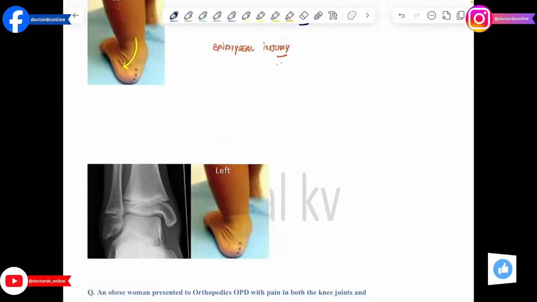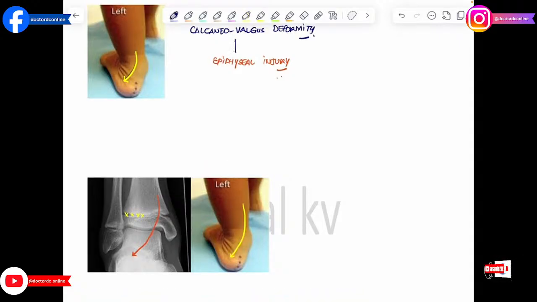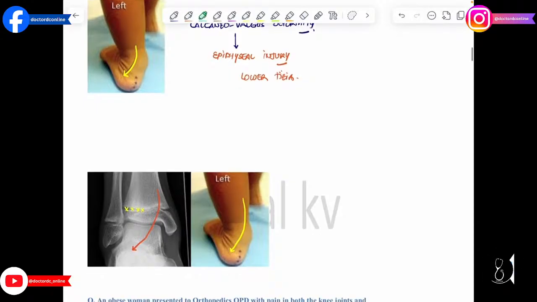So what might have happened is that the lateral part of the lower tibial epiphysis must have been injured, whereas the medial part will continue to grow normally. So what will happen? Progressively there will be a calcaneovalgus deformity. So this is a missed epiphyseal injury related to the lower tibia, especially affecting the lateral part of the epiphysis or the growth plate of the lower tibia, right?